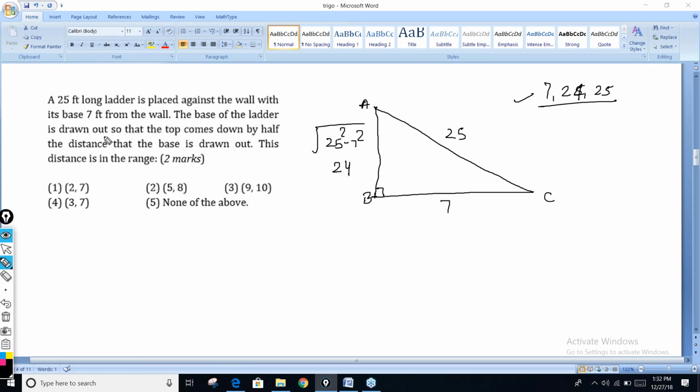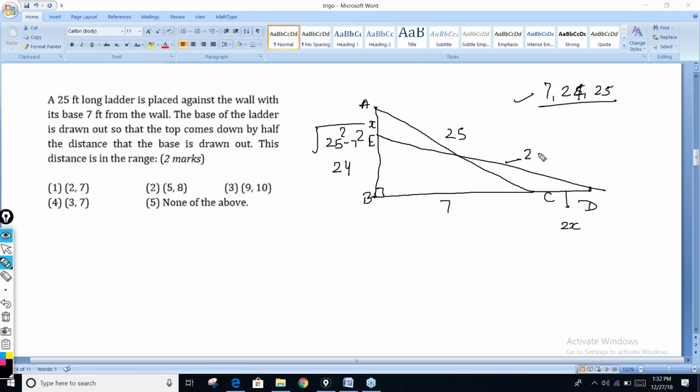The base of the ladder is drawn out so that the top comes down by half the distance that the base is drawn out. The base is drawn out, let's say it reaches point D, and the top comes down by a distance which is half of this distance. So if this distance is 2x, this distance is x. So now this becomes a new triangle, DEB.